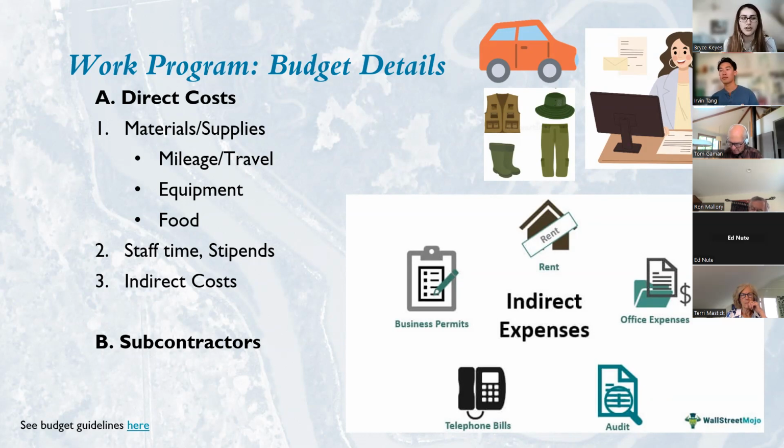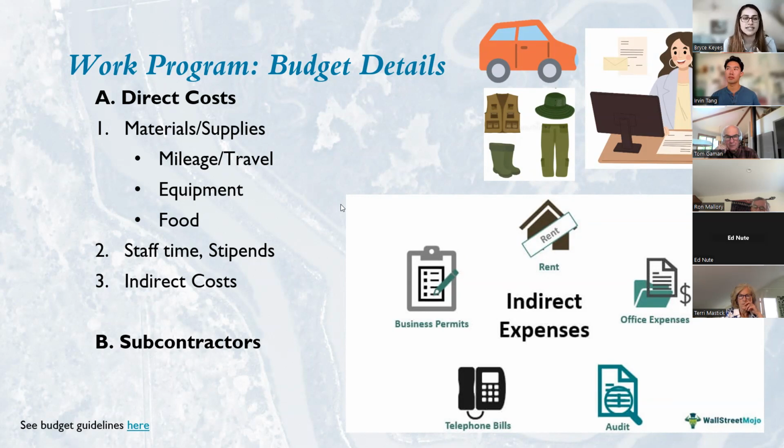Then you'll talk about what kind of equipment you want to purchase. And then if you're going to be purchasing any food, for example, for community engagement workshops, maybe you want to have food at the event. So you can write that into your work program.